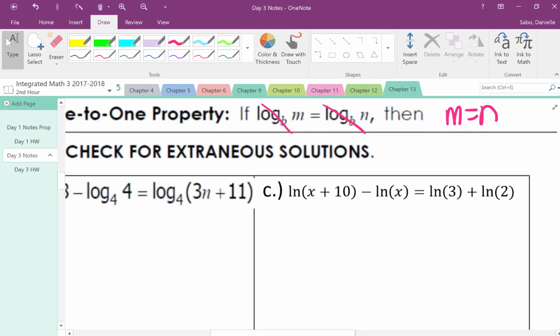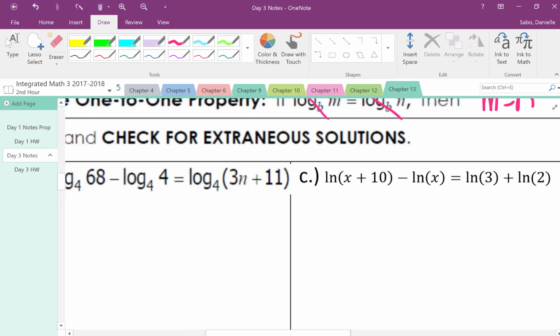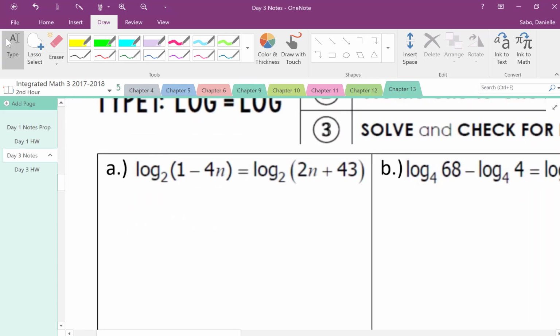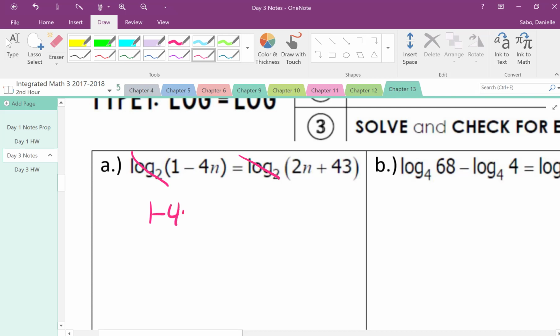But it has to be one log equaling another log. Okay, and that's at the same base. So in this situation, do I have one log equaling one log? Are they the same base? Okay, goodbye. And we're just left with 1 minus 4n is equal to 2n plus 43. Please solve because you know how to solve from here. Or you should be able to know how to solve. Get it right, you get a ticket. Get it right, raise your hand, we'll give you a ticket if you get it right.